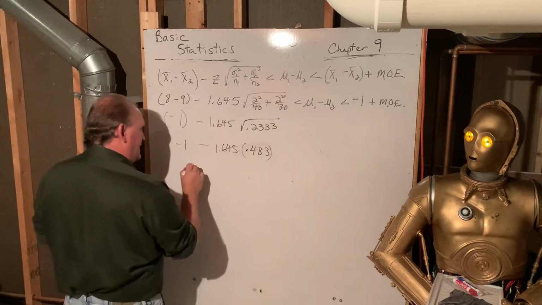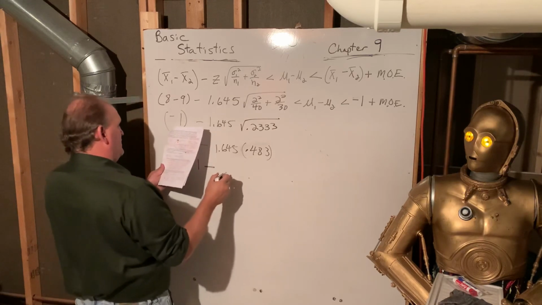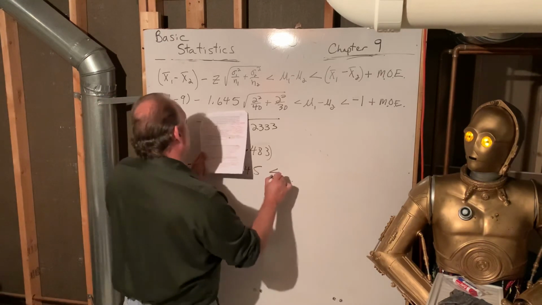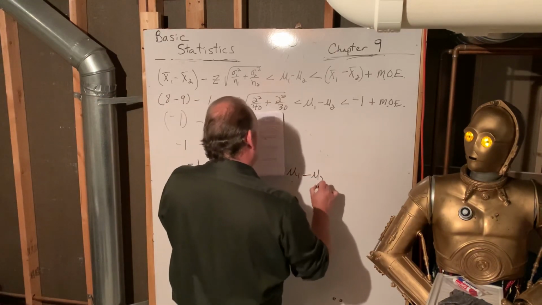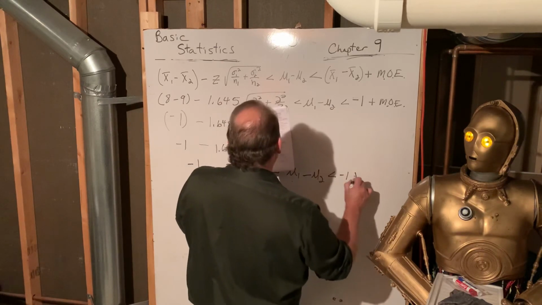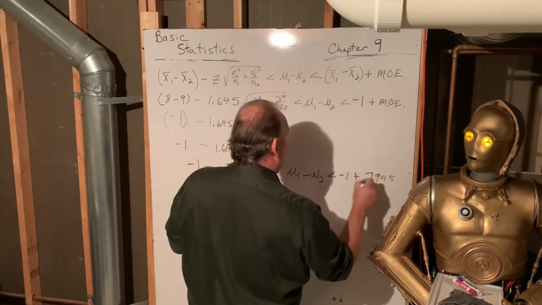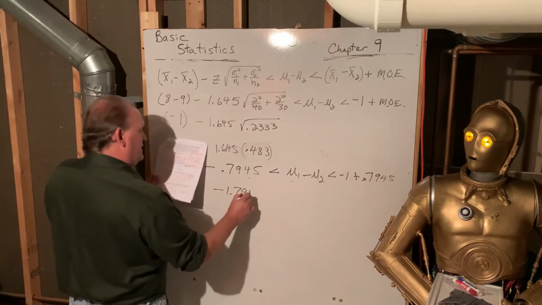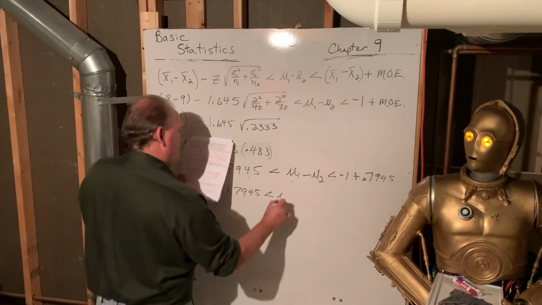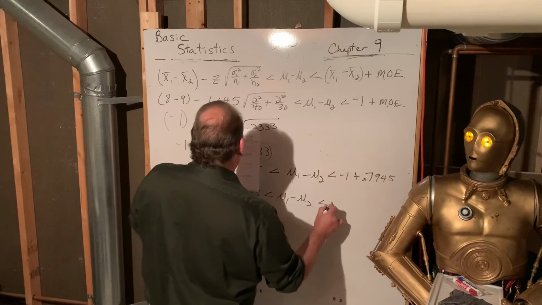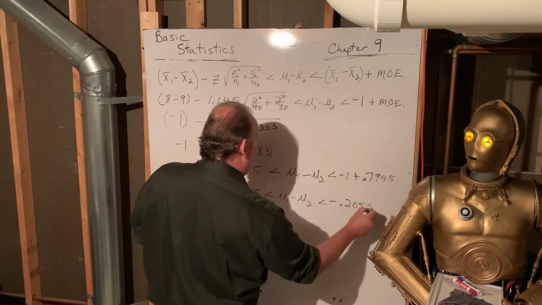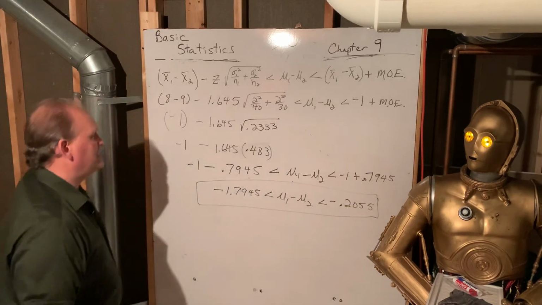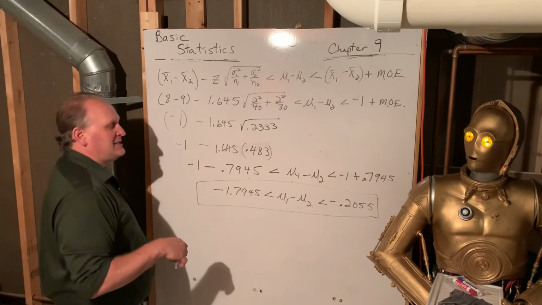So negative 1 minus the margin of error here, which is 0.7945, is less than mu1 minus mu2, which is less than negative 1 plus 0.7945. And so when you combine those, it's negative 1.7945 is less than mu1 minus mu2, which is less than negative 0.2055.